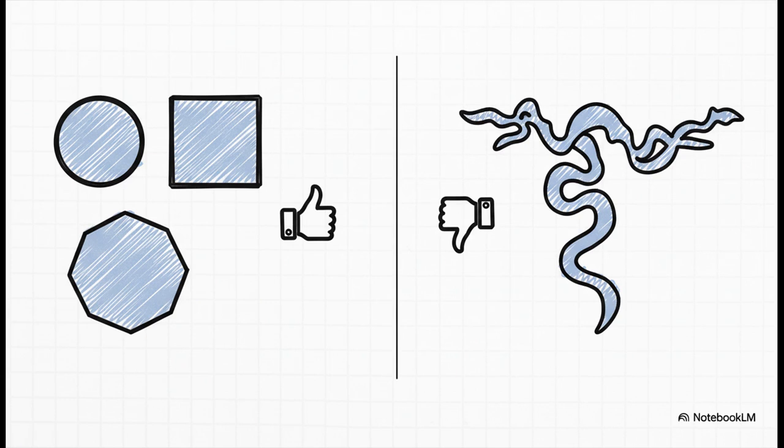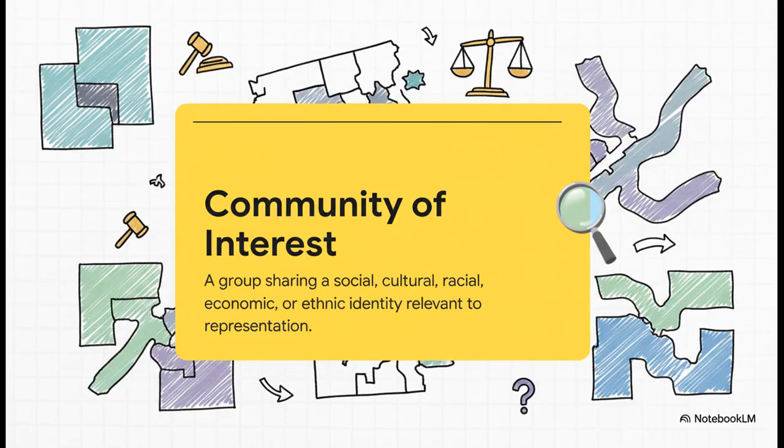Compactness, on the other hand, is a little fuzzier. The general idea is to avoid those really strange, sprawling shapes we were talking about. You want districts to be more consolidated. But here's the catch. Most states don't actually give a mathematical definition for what counts as compact, so it can be pretty subjective. Now for a concept that's a bit more nuanced: keeping communities of interest together. This means trying not to split up groups of people who have common bonds and shared legislative concerns. Maybe it's a neighborhood or people who work in the same industry. The idea is to give that community a better chance to elect a representative who actually understands their issues.